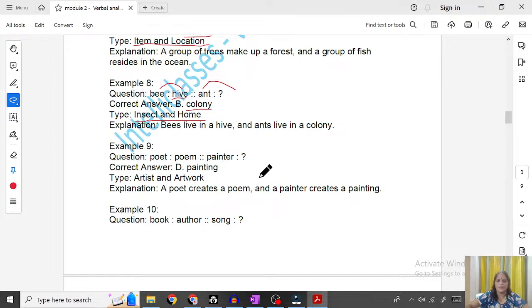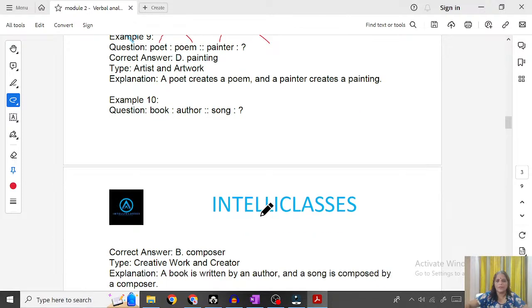So next, let us see the example. A poet is to poem as a painter is to what? So a poet writes poems. Likewise, a painter does paintings. Are you clear? So this will be our final question.